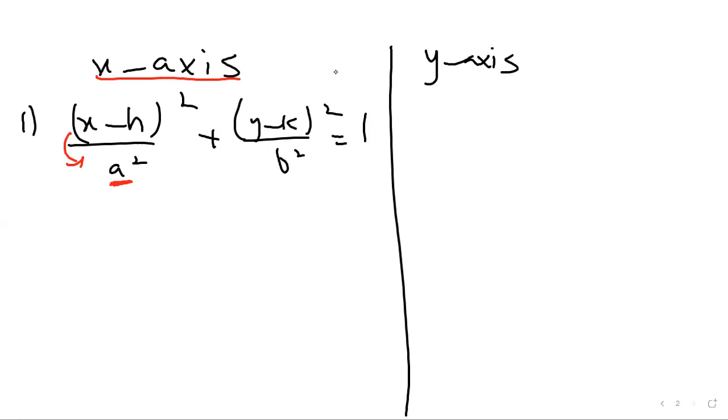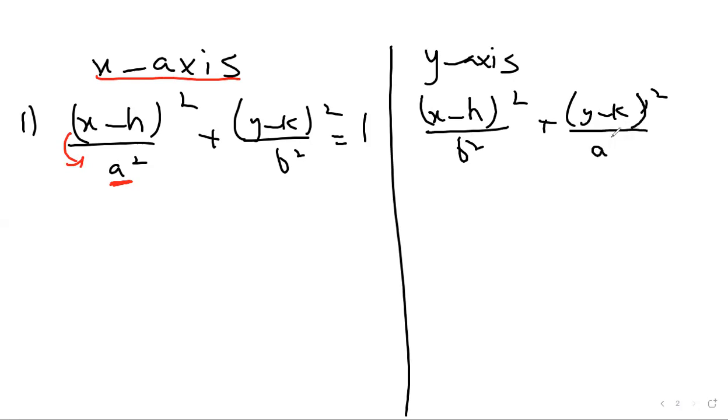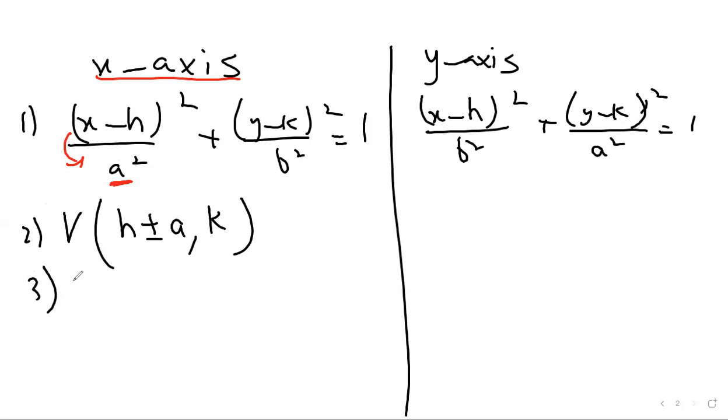While (x minus h) whole square upon b square plus (y minus k) whole square upon a square is equal to 1. Number 2, vertex is (h plus minus a, k). Minor vertex B dash is (h, k plus minus b).